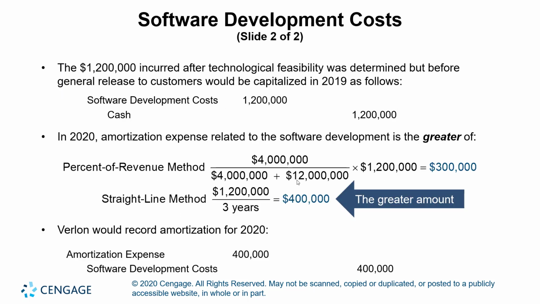The $1.2 million incurred after feasibility but before general release should be capitalized. So the journal entry would be debit software development costs, $1.2 million, credit cash, $1.2 million. In 2020, amortization expense is the greater of the percentage of revenue method, which is 4 million divided by 4 million plus 12 million, times 1.2 million, or 300,000, and straight line, which is 1.2 million divided by 3 years, or 400,000. So straight line is greater, therefore you take straight line. They would record amortization expense, so it would be debit amortization expense, credit software development costs.